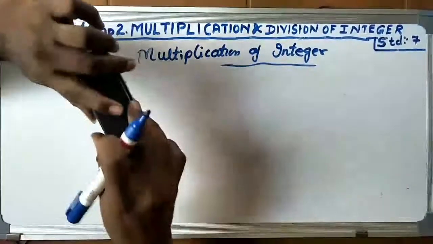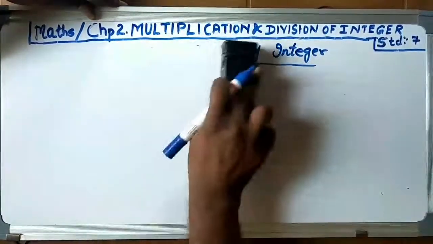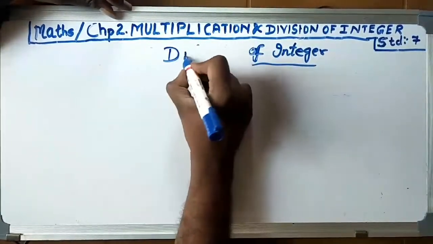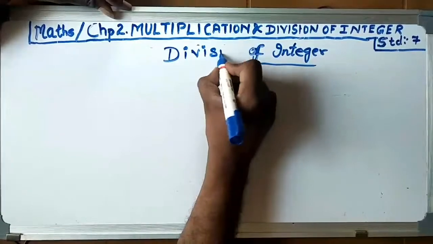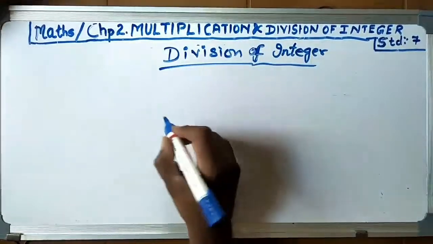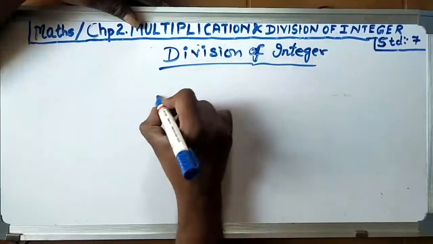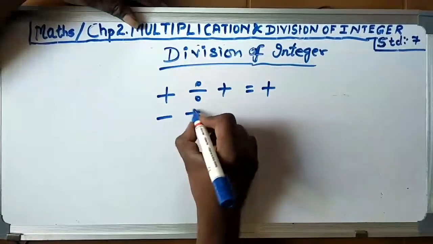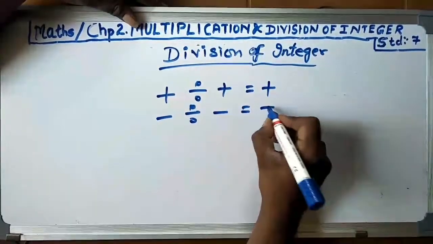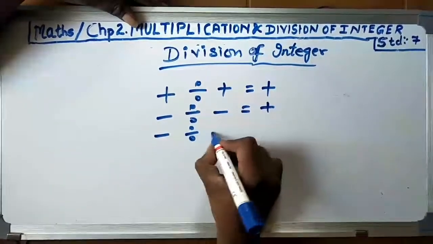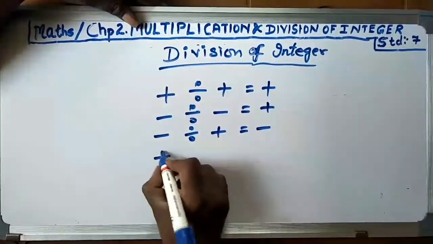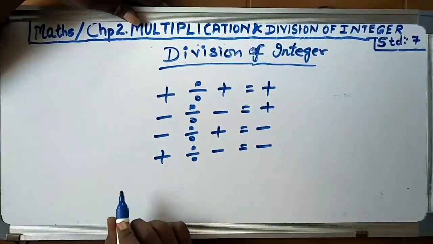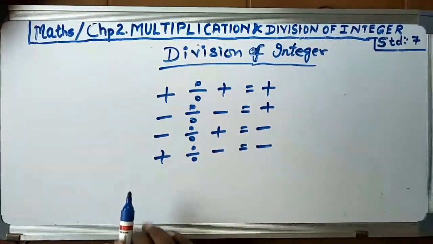Now according to our chapter, we are learning multiplication of integers and division of integers. So I think multiplication of integers, you know how to do it very well. Now we will do the division of integers. Here also the same signs you have to use for division of integers: plus divided by plus is equal to plus, minus divided by minus is equal to plus, minus divided by plus is equal to minus, plus divided by minus is equal to minus. The same golden rule which you use for multiplication, for division also you have to use.